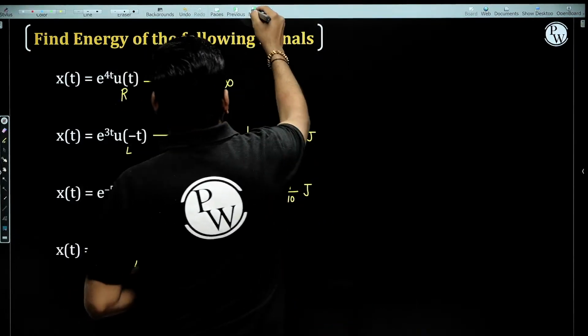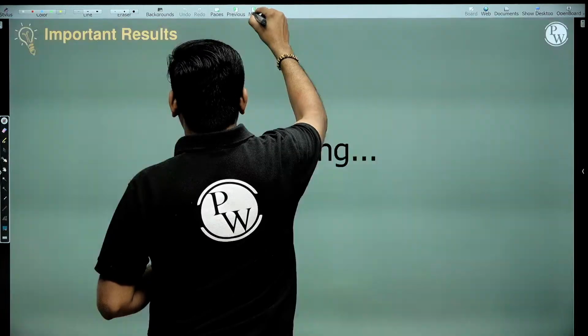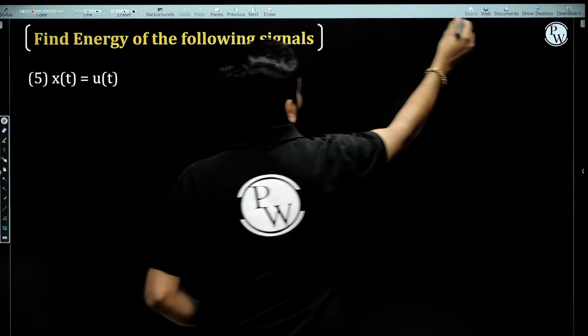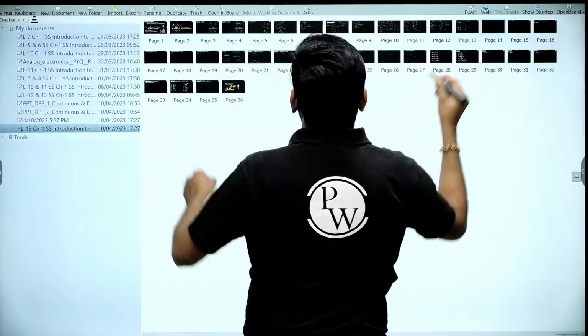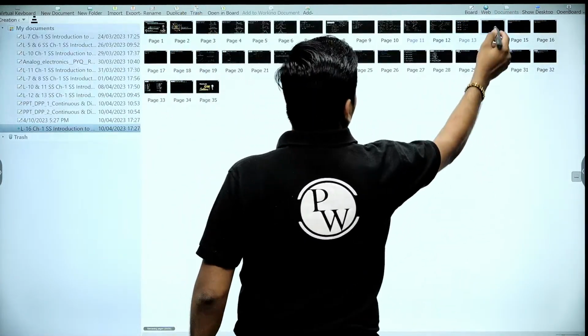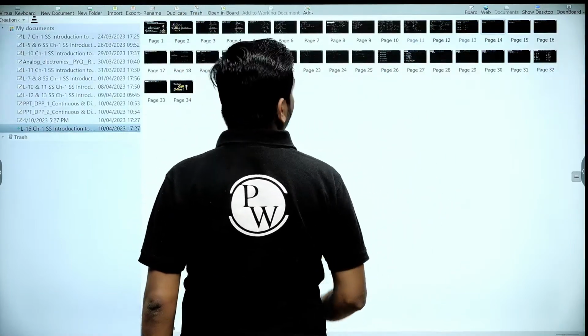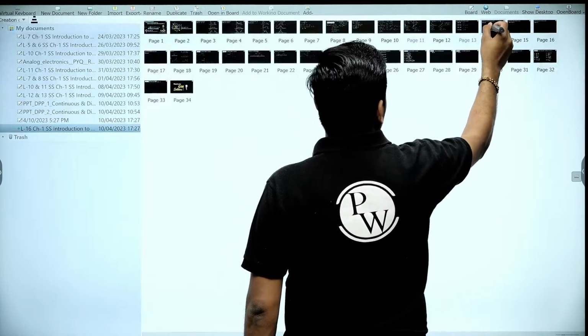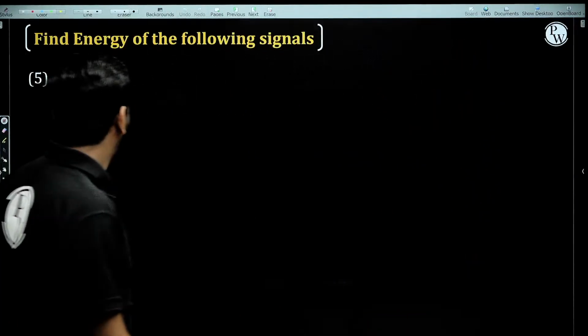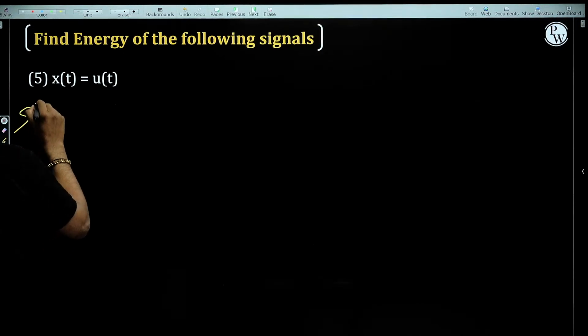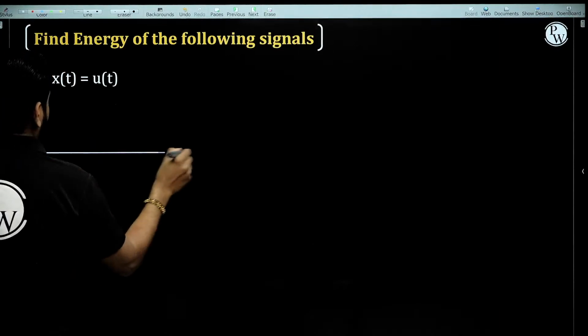Now the next part is, can you calculate the energy of the u of t signal guys? Try this question. Calculate the energy of the unit step function. Energy of the unit step function.